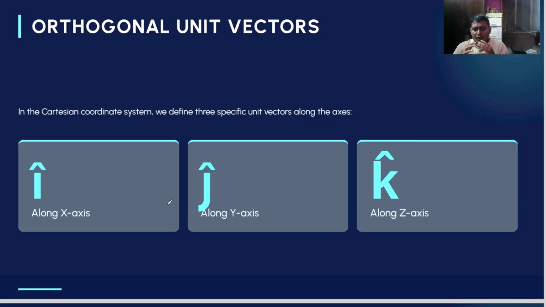So we are now talking about the orthogonal unit vectors. In a Cartesian coordinate system, we have three axes: x-axis, y-axis and z-axis. So the unit vector along the x-axis is called i cap. The unit vector along the y-axis is called j cap. The unit vector along the z-axis is called k cap.